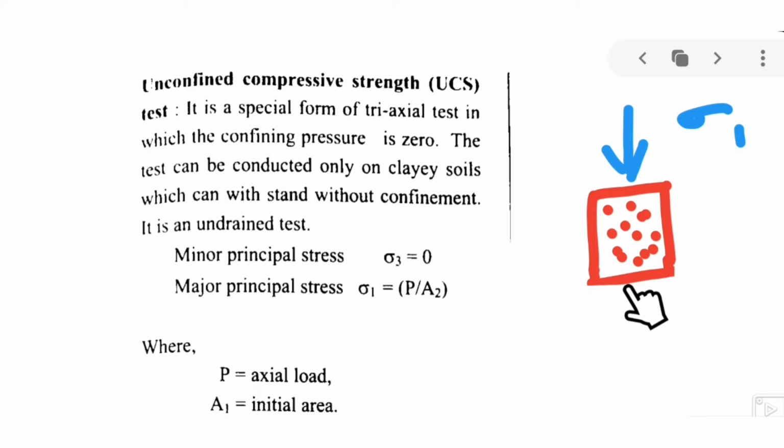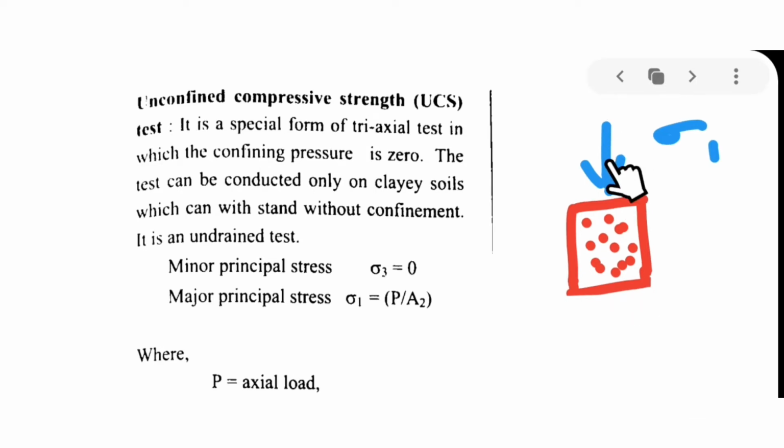Taking a soil sample, we apply load from the top, and that stress we apply is known as sigma 1. Also, in the previous triaxial test, if you read how a triaxial test is done, they also apply pressure from the horizontal direction. That is known as confining pressure, and it is taken as sigma 3.